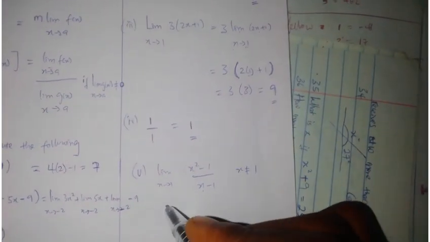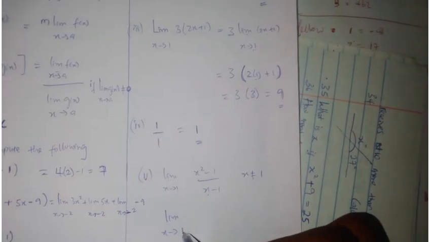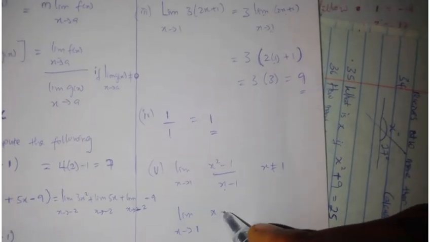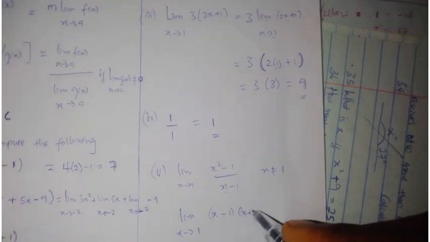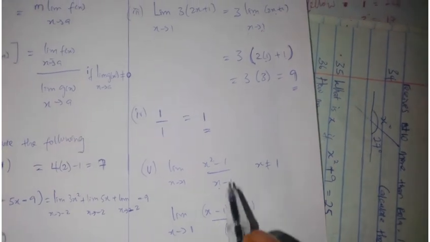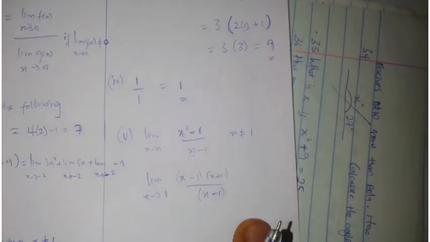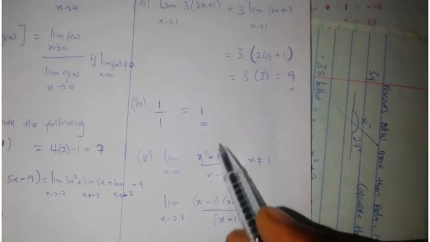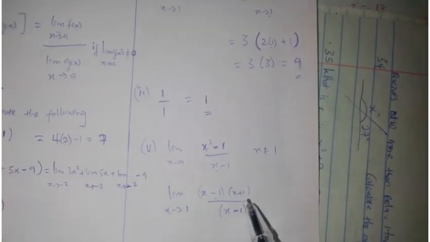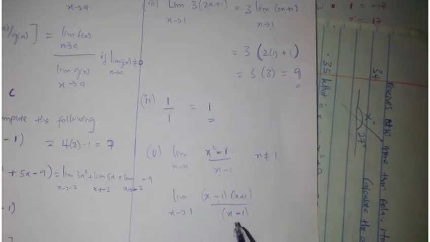How do I factorize then as my second method? How I factorize is very simple. Look at this. This is the same thing as limit as x tends to 1 of x minus 1 times x plus 1, all over x minus 1. How did I get this? This is difference of 2 squares. If I perform difference of 2 squares here, I'm going to have this as x minus 1 times x plus 1, which is the same thing as x squared minus 1.